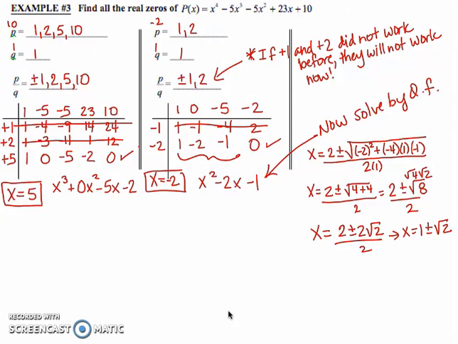So those are two more solutions, but those are irrational solutions. They are real. I did not get a negative under my radical, so I have 4 real zeros to this polynomial. They're positive 5, negative 2, and then 1 plus or minus the square root of 2. It's just that 2 of them are rational and 2 of them are irrational.